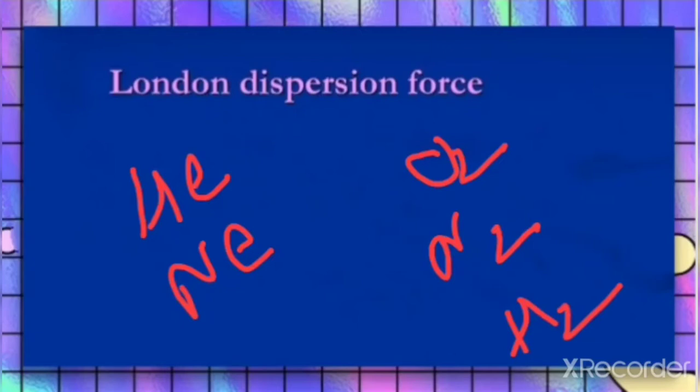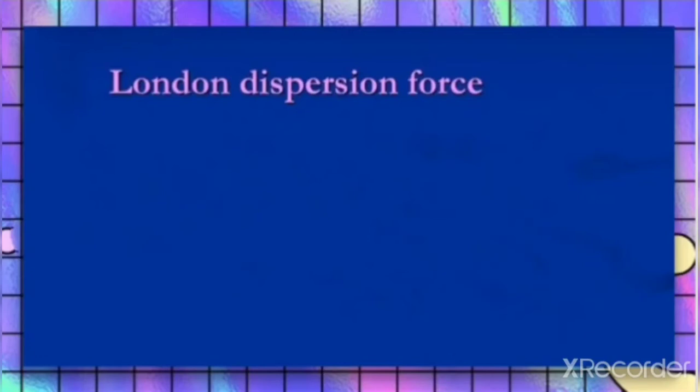So in these atoms, there is a symmetrical distribution of electrons. That means we can say that they are electrically symmetrical. But these can be liquefied. It means that there should be intermolecular forces existing between them.